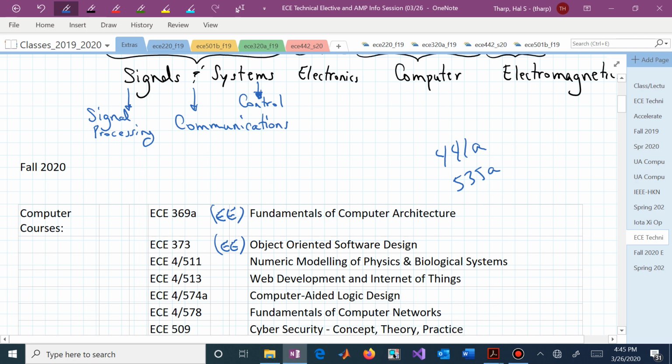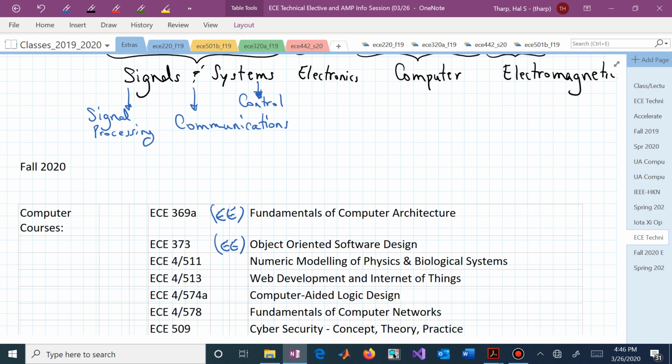And you would need to have had 340A to take 535A, and you will have had to have 320A and an appropriate GPA to get into those. And those classes will be taught in an online format in a 10-week session, so it will span both 5-week sessions in the summer, and that's what's now being planned for the summer of 2020 for technical electives.